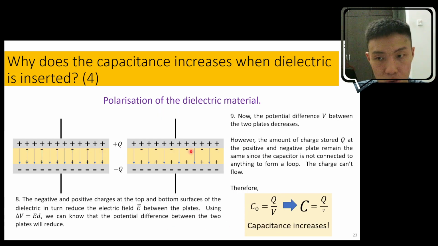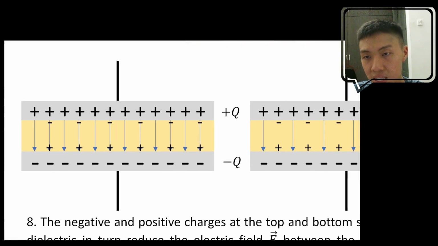Right now, the negative and positive charge at the top and bottom surface of the dielectric in turn reduce the electric field between the plates. Maybe a little bit of zoom in here. This is the negatively charged upper surface of the dielectric. This is the positively charged lower surface of the dielectric. If you think about it, the presence of positive and negative here should result in an electric field, right? Electric field points away from the positive charge towards the negative charge.